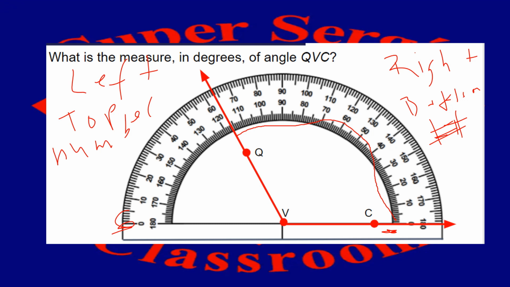Now I see that the arrow is between 110 and 120, but it's not halfway, because halfway would be 115. So I count one over, and it measures 116. So the measurement of QVC is 116 degrees, and of course that little zero-looking symbol is a degree. And that's how we would measure an angle.